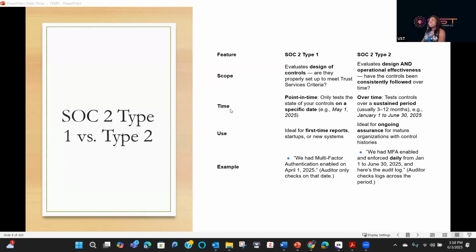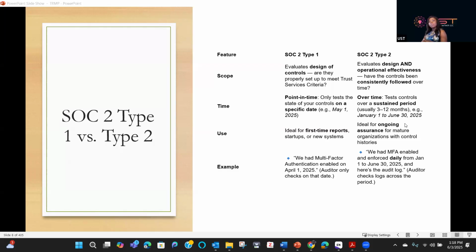Okay. Do you see the time, point in time? Only test the state of your control on a specific day. For example, you want to test your control at a specific point in time, maybe May 1st or May 30th or May 20th, it doesn't matter. But what of SOC 2 Type 2? Over a period of time, test control over a sustained period.